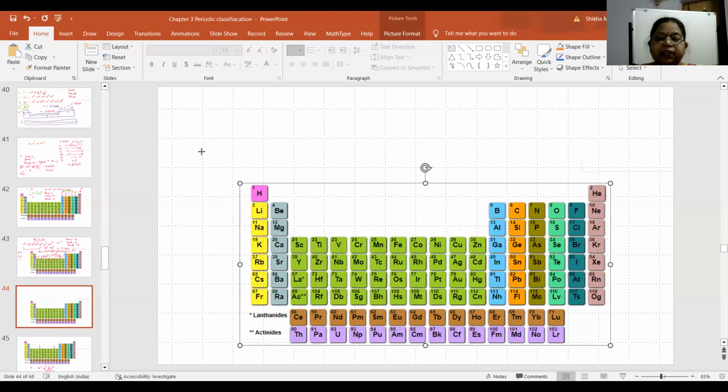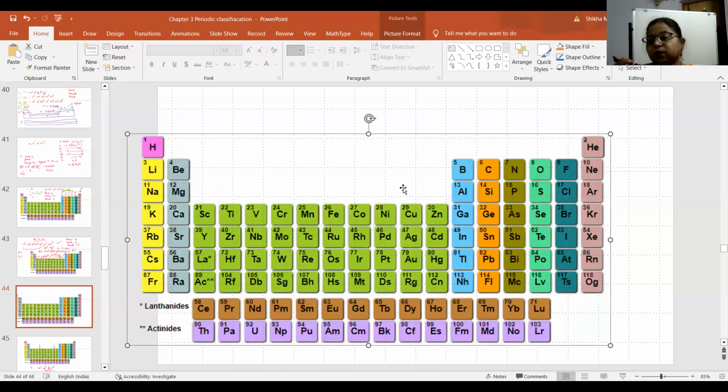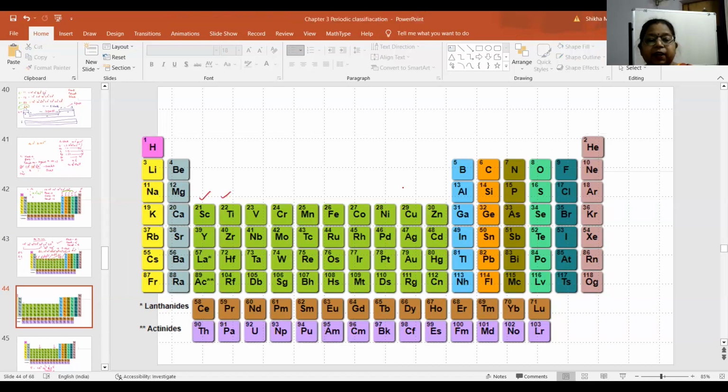I'll tell you how to remember the atomic numbers and the configuration of the first series of the D block: scandium, titanium, vanadium, chromium, manganese, iron, cobalt, nickel, copper, zinc. Remember this series. Now look at their atomic numbers carefully.